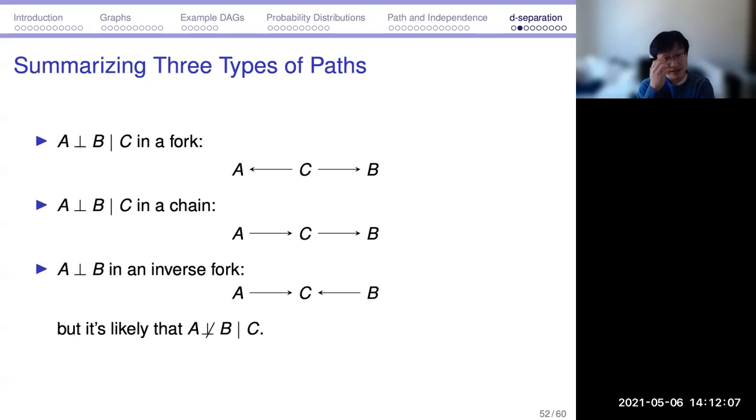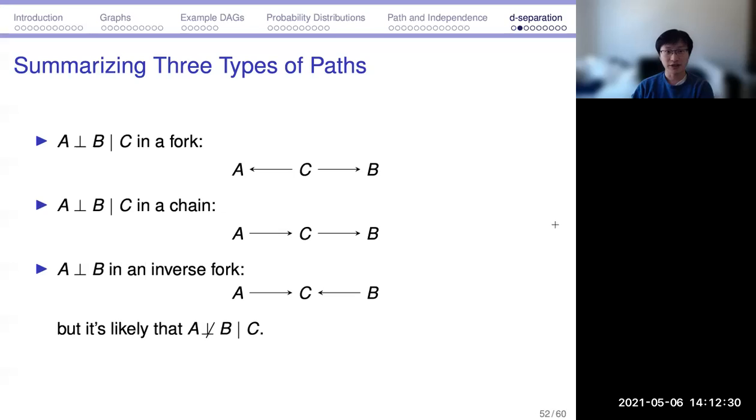Okay, so this is what we've seen so far. We have seen three types of paths: a fork, a chain, and an inverse fork. In the fork and the chain, when we condition on the middle, we have conditional independence. In the inverse fork, when we don't condition on the middle, we have independence. But when we condition on the middle, we no longer have independence.